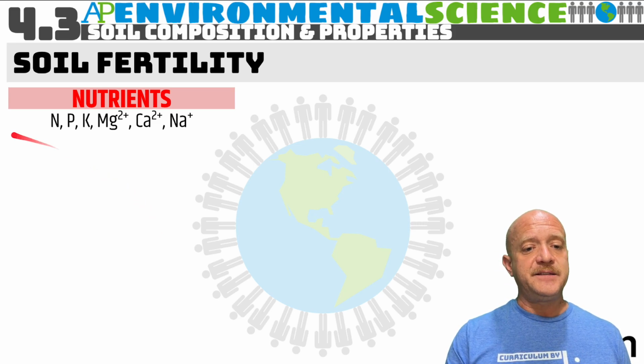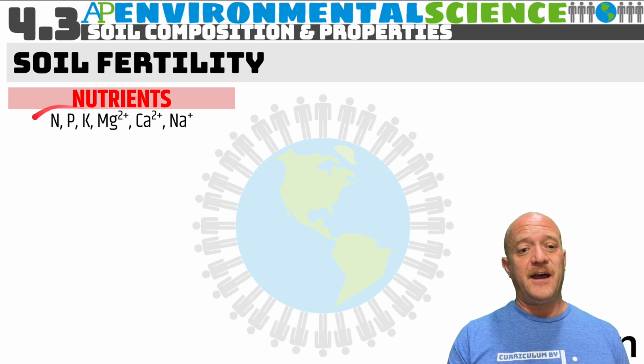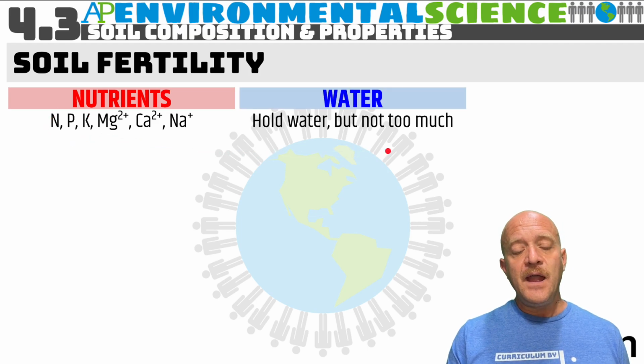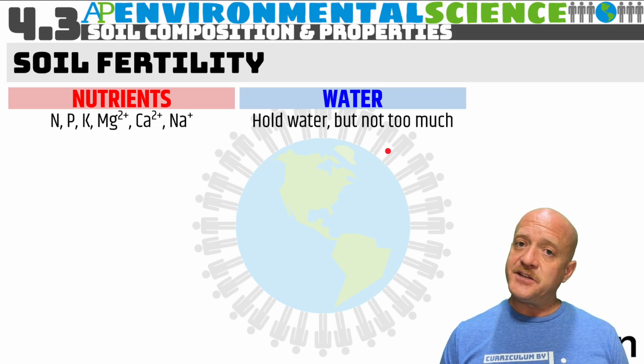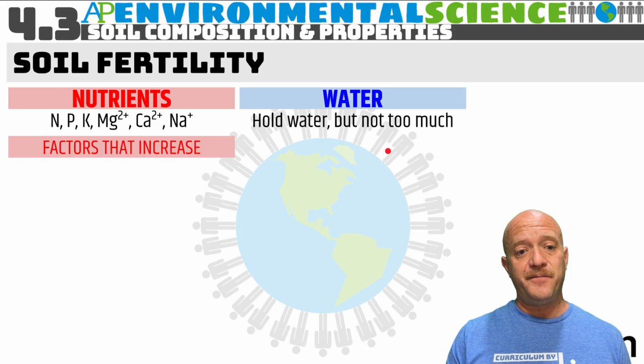These NPKs are the major ones. And if you ever get like Miracle-Gro or any sort of plant fertilizer, it's going to give you NPK values. Now we also want soil to hold water, but not too much. If it has too much clay, it's going to hold too much water.